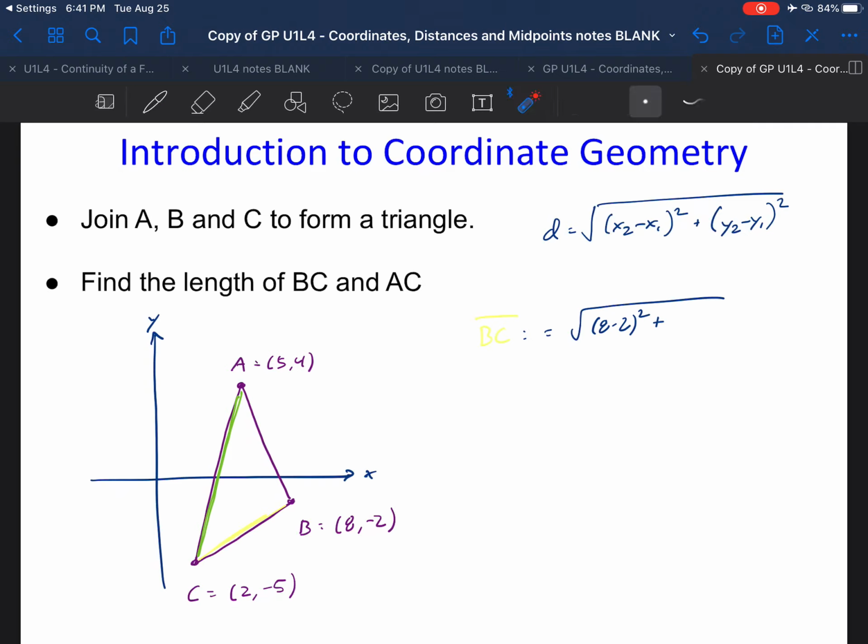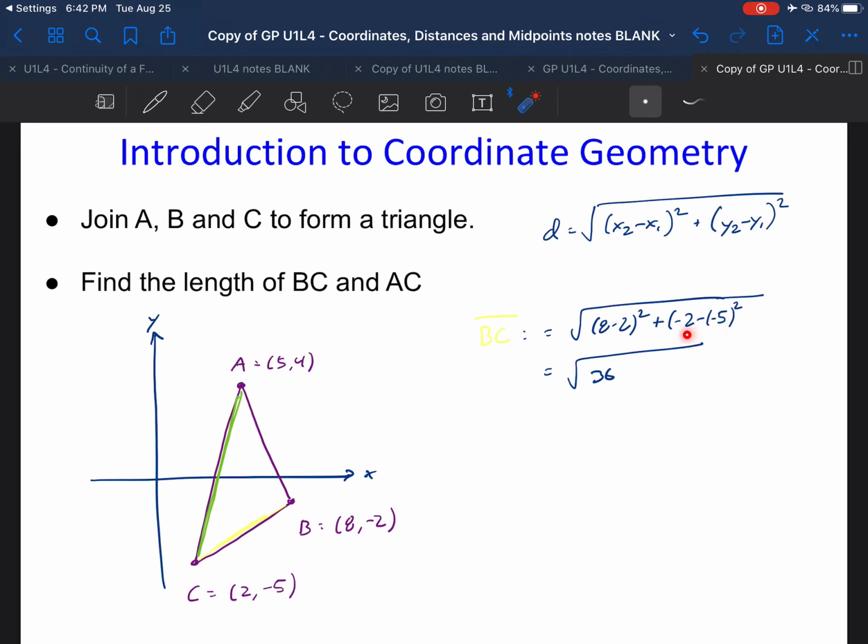Now, I need to subtract the y values. We've got to be a little bit careful here because we've got negatives. So negative 2 minus negative 5, all right? So negative 2 minus negative 5, squared. Okay, so what does that turn into? Well, that's going to be this first part. 8 minus 2 is 6. 6 squared is 36.